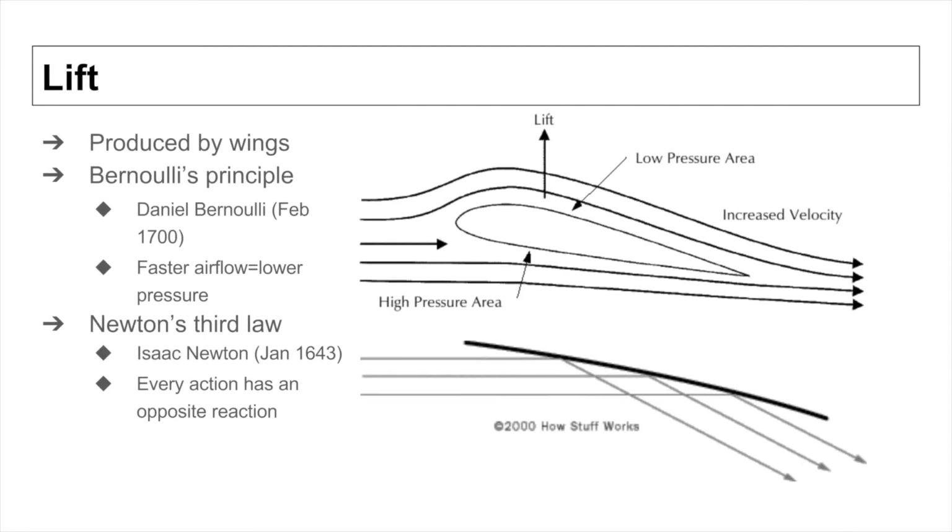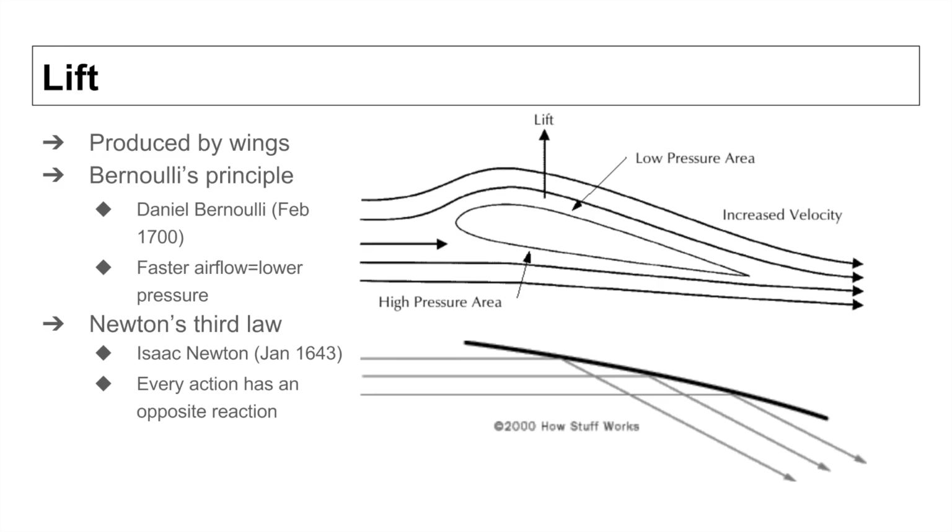Lift, like I just said, is produced by the wings. There are two principles or laws that make the wing work. The first principle is Bernoulli's principle. Daniel Bernoulli was a scientist, born in February 1700. He actually studied the field of medicine, and he accidentally found out that the faster a fluid flows, the lower pressure it has.